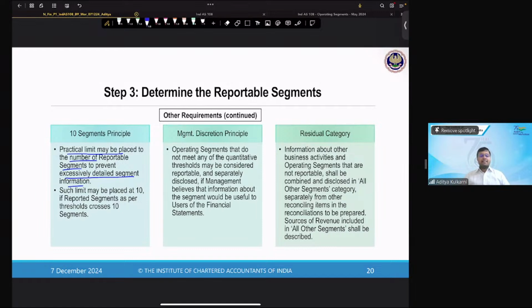To prevent excessively detailed segment information, such a limit may be placed at 10 if reported segments as per thresholds cross 10 segments. So you limit it to 10. Okay. Management discretion: sometimes management may believe that a particular segment should be disclosed separately. If that is there, then please report.